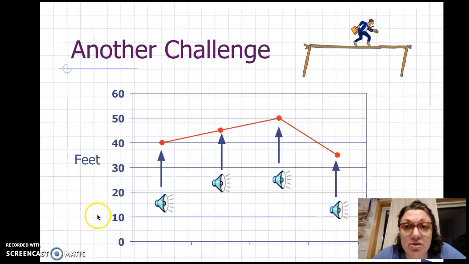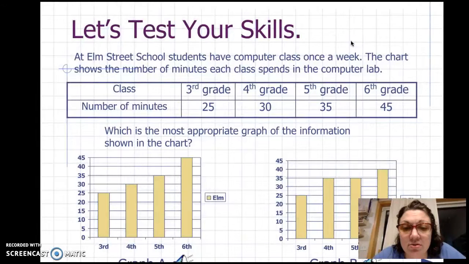Here's another challenge. At Elm Street School, students have computer class once a week. The chart shows the number of minutes each class spends in the computer lab. So here's the grade level, here's the number of minutes. What is the most appropriate graph of the information shown in the chart? So third is 25, the scale is correct.